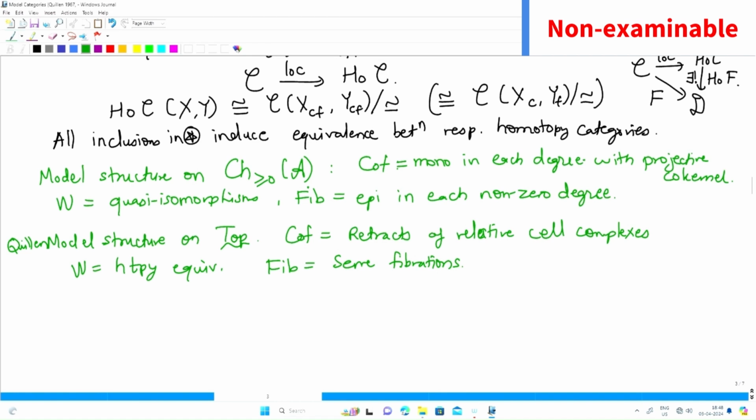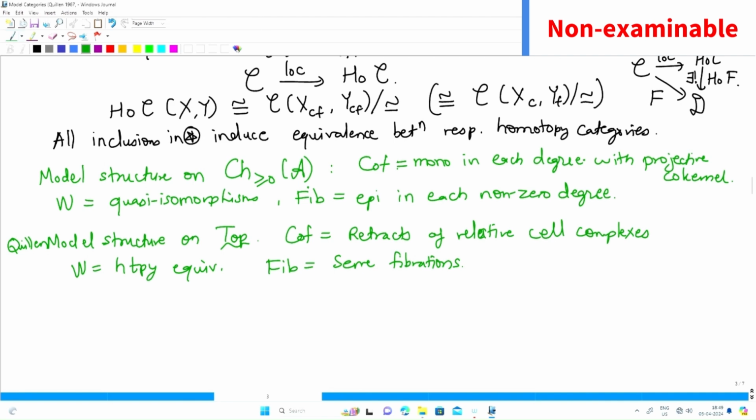In the other standard model structure on the category of topological spaces, you use Hurewicz fibrations and homotopy equivalences, and then appropriately cofibrations are determined. It's enough to just tell you fibrations and weak equivalences, or cofibrations and weak equivalences. I haven't really described what they are, these are just names, but for the record, this is what is happening.